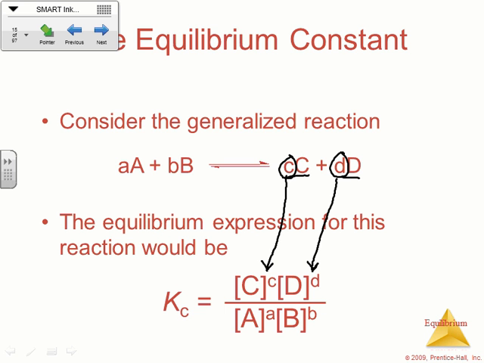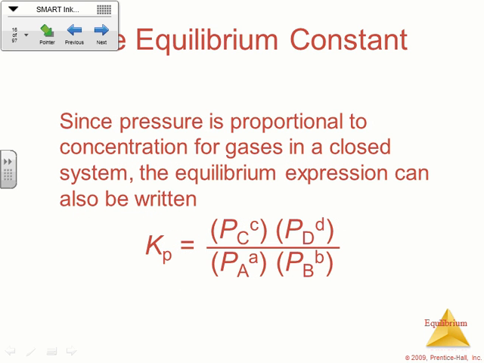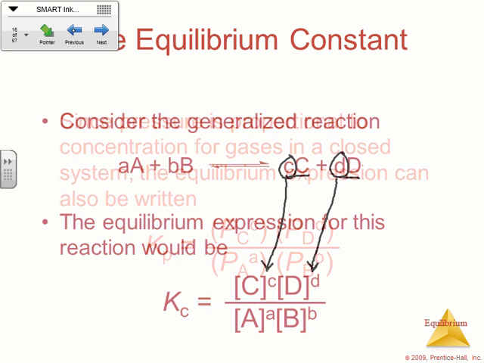Divided by the reactants. And that's basically how we write an equilibrium expression. Okay? Works that way every time. Now, pressure is proportional to concentration for gases in a closed system because in a closed system, volume's not changing. So at that point, we can also write it in terms of pressure. So the pressure of C, to whatever power you had in the equation, times the pressure of D over the pressure of A times the pressure of B. So we can use partial pressures or concentrations.